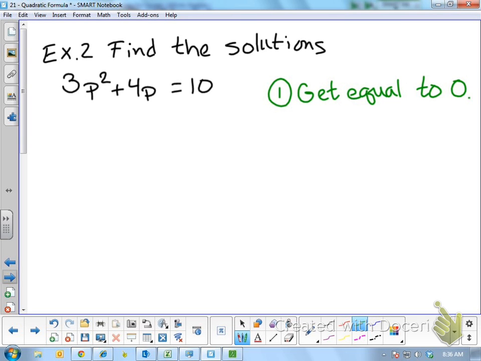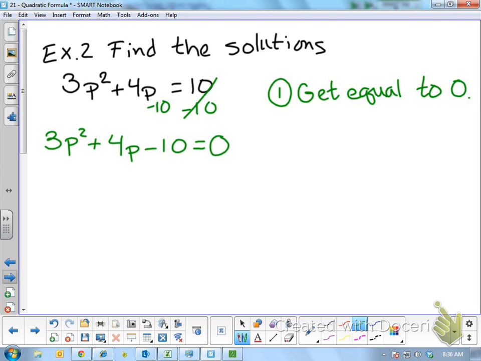We want the entire thing to be equal to 0, which means I want to get rid of 10. We just need to do opposites. So what's our opposite of a positive 10? Negative 10. So we have 3p squared plus 4p minus 10 equals 10 minus 10, which made 0. So we have a nice setup. Now that it's equal to 0, it's set up for us to solve.